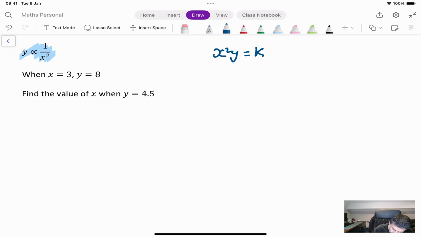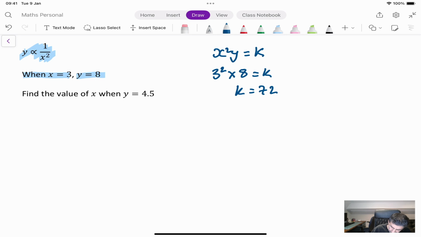Okay, so I'm going to use the information that I've been given here, when x equals 3, y equals 8, to work out what that value of that k is. So I'm going to substitute this in, so this time I've got x is 3, over here I've got x squared though, so I'm going to put 3 squared times 8 is equal to k. I know that 3 squared is 9, so I've got 9 times 8, which is 72, is equal to k. So that tells me that k is equal to 72.